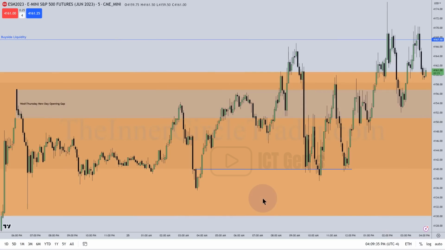All right, so now we're on that 5-minute chart, and we're ringing in the new day opening gap. Good grief, ICT. How many gaps are you going to talk about? All the ones that matter. Okay. So the new day opening gap, we have the closing price at 5 o'clock, and then we have the opening price at 6 o'clock.